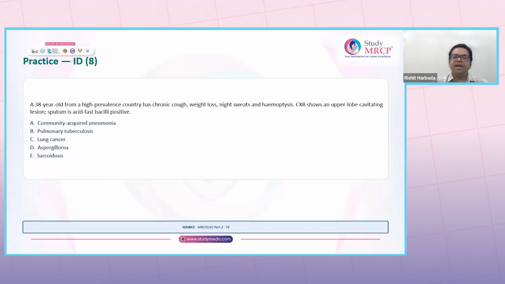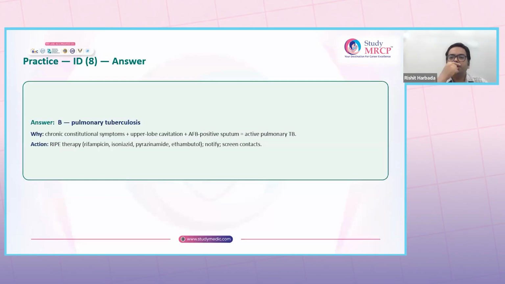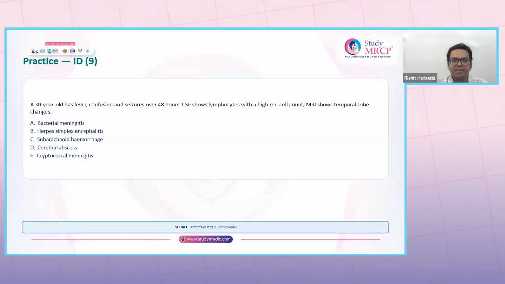Next question is: a 38-year-old man from a high prevalence country has chronic cough, weight loss, night sweats, and hemoptysis, and chest X-ray shows an upper lobe cavitary lesion. Very, very simple, and it has acid-fast bacilli. It's tuberculosis. You treat it with the right therapy, you notify, and you screen contacts.